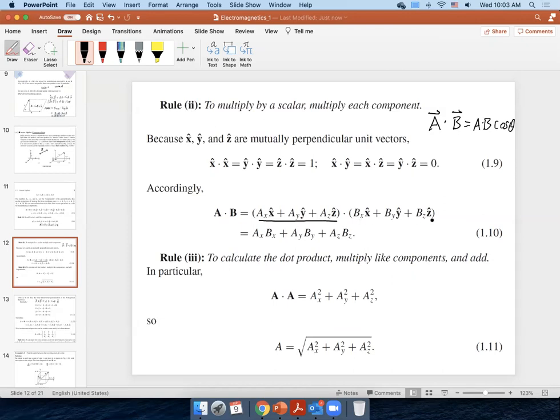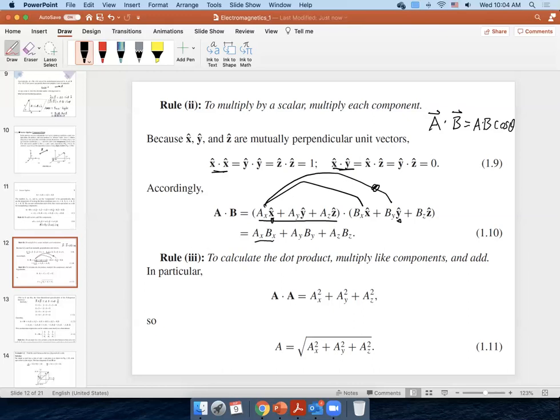A is shown here, B is here. So let's expand it in terms. First, if you use AX x hat times BX x hat, the x hat dot x hat equals 1, as we showed here. So this term dotted with this term, you have AX BX. If you use AX dot BY, what happens? Because this is X hat, this is Y hat, you have X hat dot Y hat, you have 0. So this term is 0.